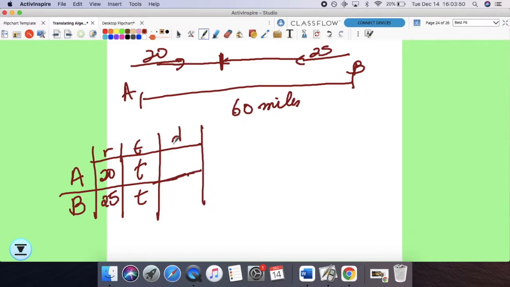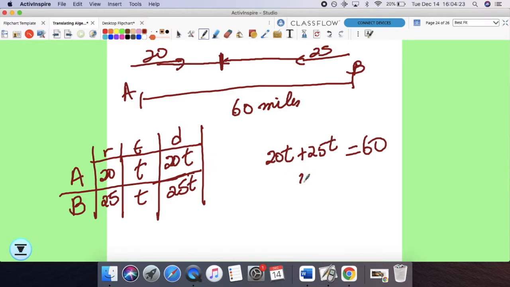So distance in this case for car A is 20T. For car B it's 25T, right? Because distance is rate times time. What do I know about the distance of both cars? I know that the distance car A will travel and the distance car B will travel, if I combine those two distances, will equal 60 miles. And that's my equation. The distance for car A is 20T, the distance for car B is 25T.